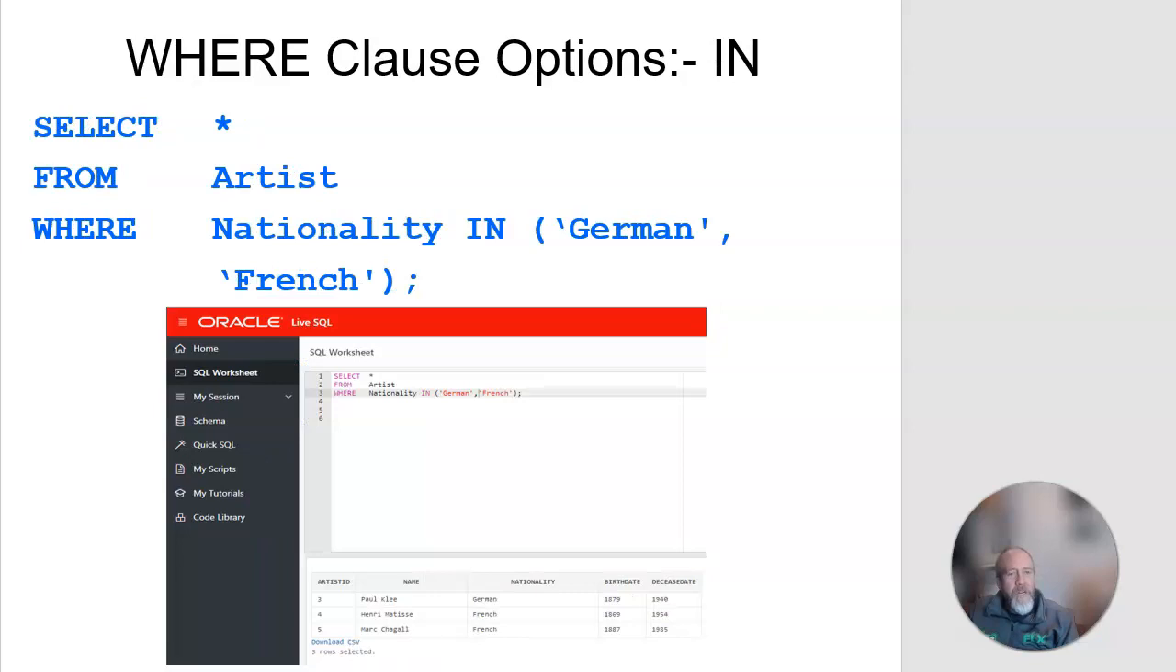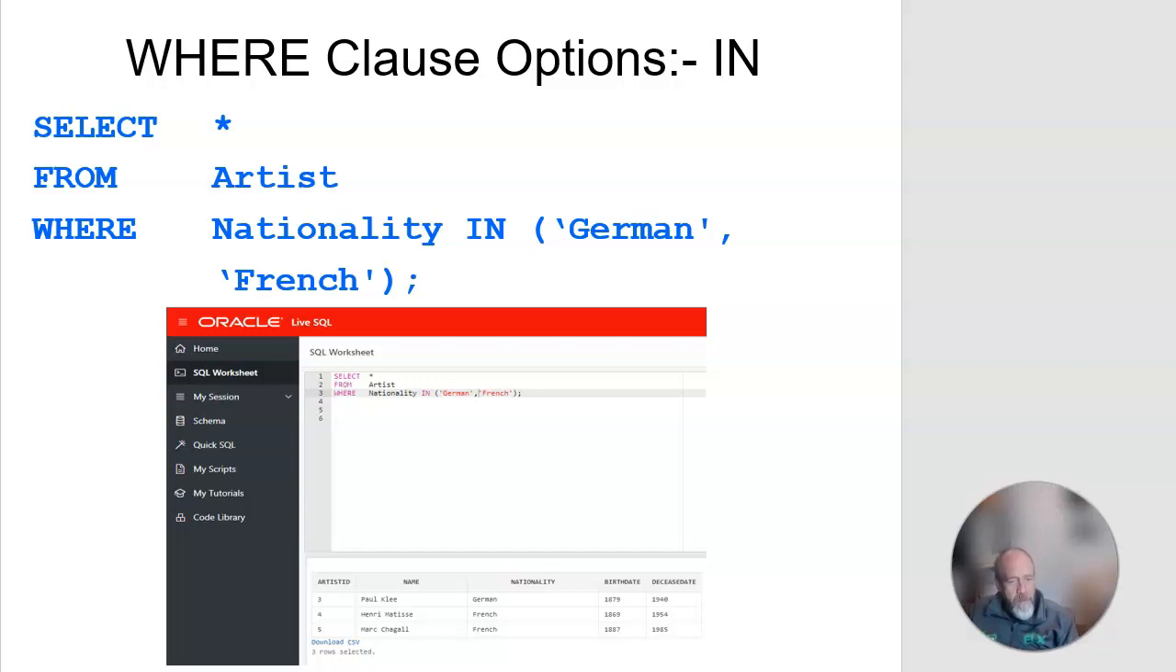Also, you've got a nice one, and this one's very handy, by the way. Select star from artist where nationality in, and then you can give a list of nationalities. You can also embed another SQL statement inside the in, which is pretty impressive. We'll do that later.